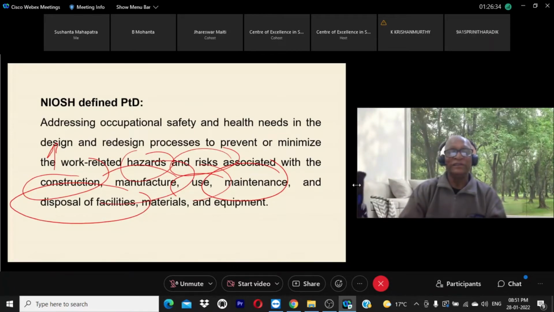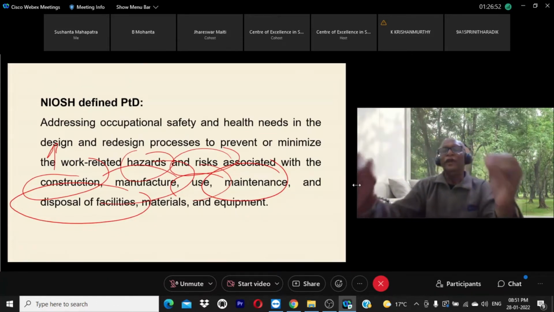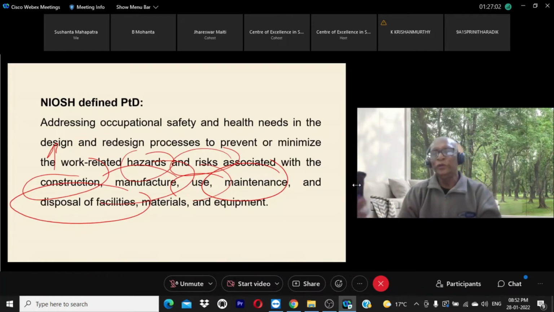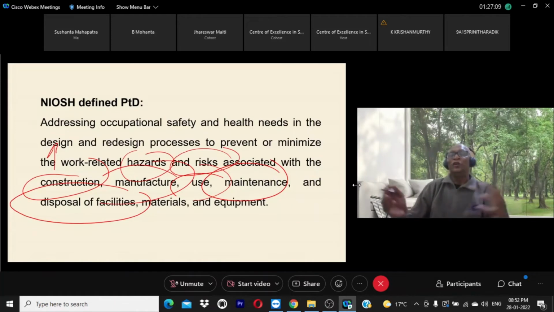Occupational safety and health needs should be addressed at the design. Redesign or retrofit means, suppose you have already your plant, many plants are already working. We cannot say you cannot do PtD. No. If you are at the construction stage, or the operation stage, or at any life cycle, think of the hazards there. Think of the risks, put the interventions using design principles. That is called redesign. So if you have a factory already, don't think that PtD is not my baby.